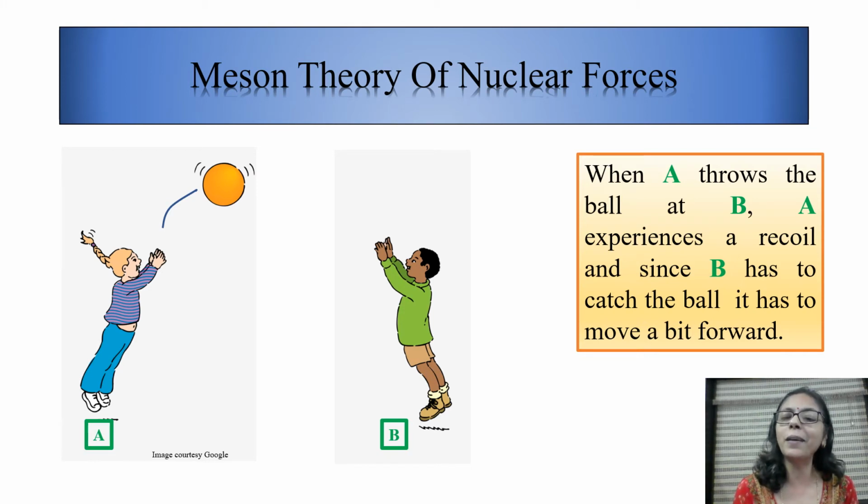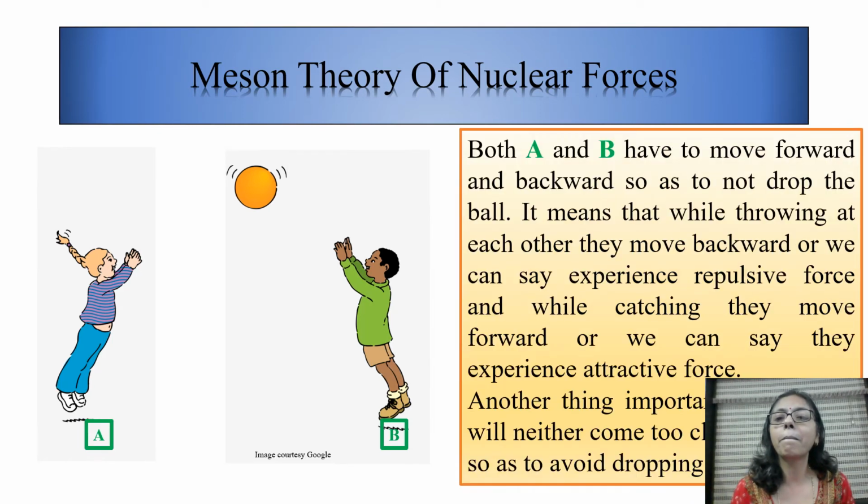What is visible in the picture? Two children are playing with a ball and catching the ball. One child throws, the other catches; the other throws, and the first catches. When A throws the ball at B, A experiences recoil, and since B has to catch the ball, obviously B has to move a bit forward. Both A and B have to move forward and backward so as to not drop the ball. They must not drop the ball.